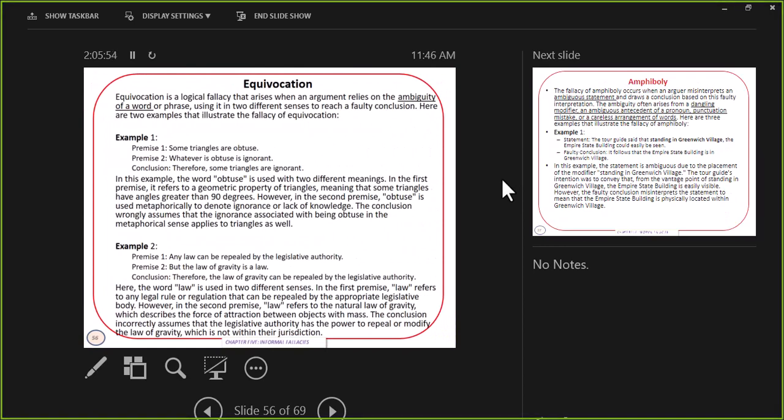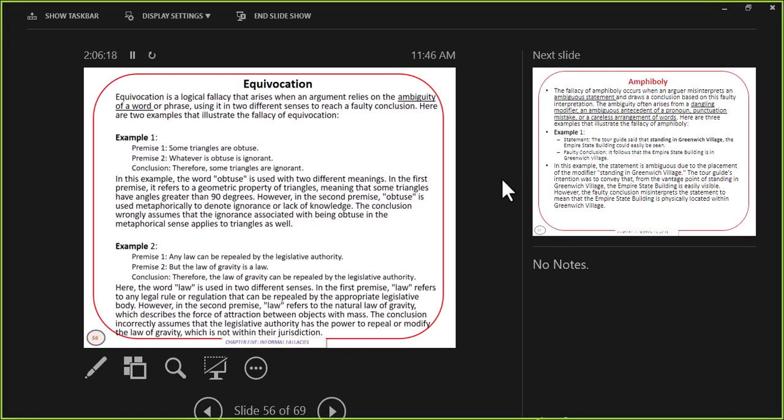In equivocation, the ambiguity lies in a word, whereas in amphiboly, the ambiguity lies in a dangling modifier, ambiguous antecedents of a pronoun, or a punctuation mistake or careless arrangement of words, right? But in equivocation, only a single word is misused in a single argument in two or more contexts.